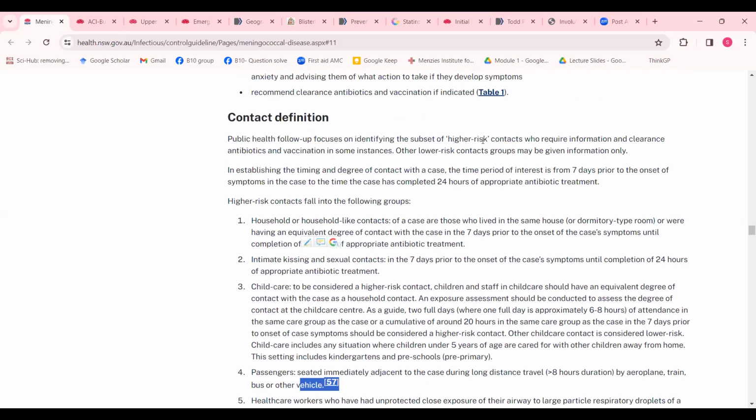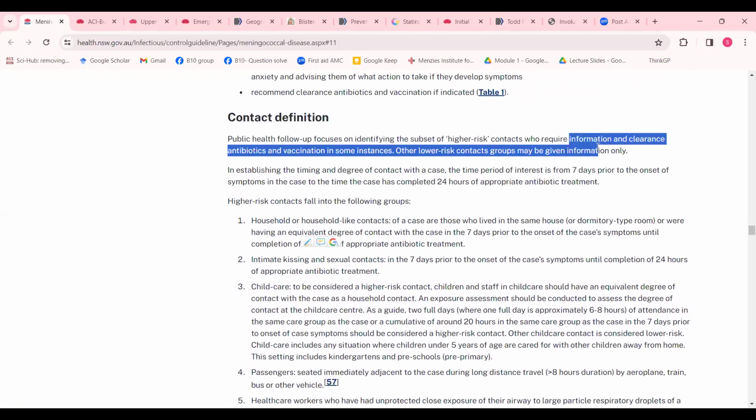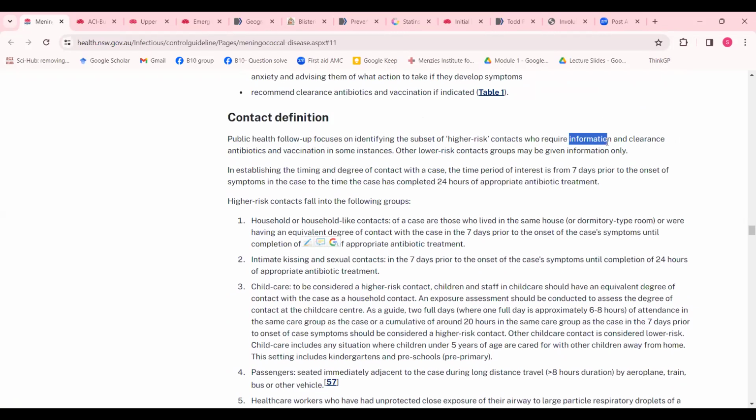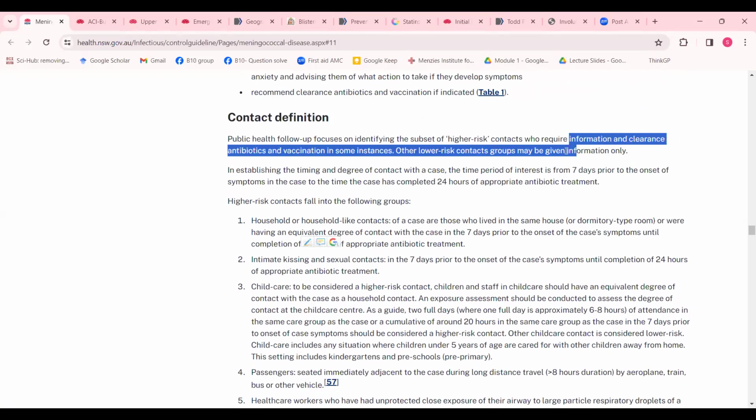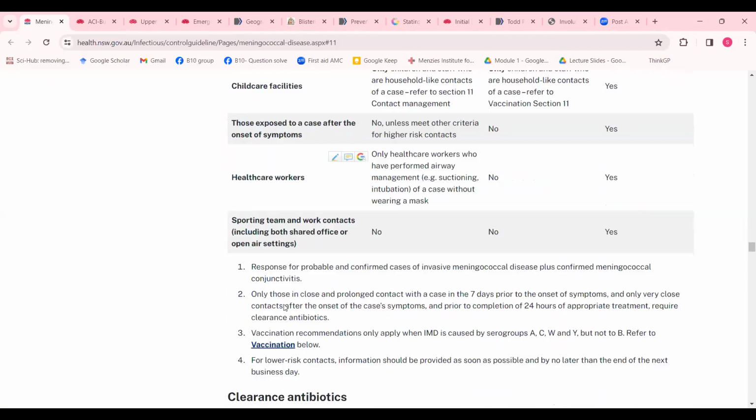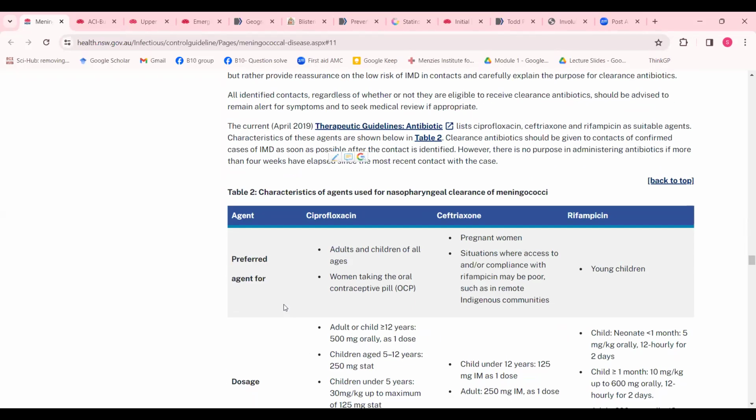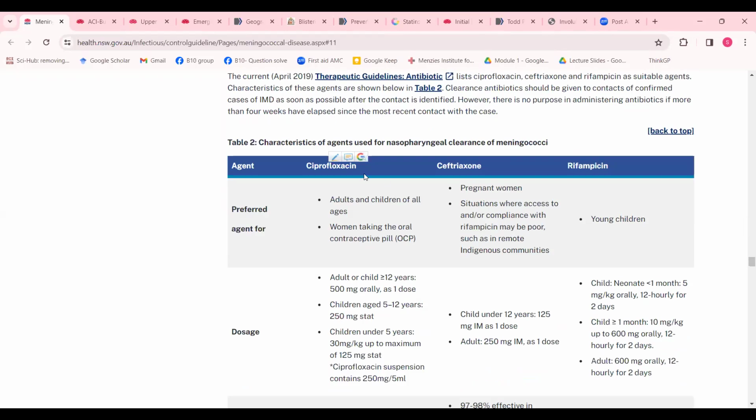For the high-risk contacts, you should give them information like how it is spread and what they have to do. And you have to give both the clearance antibiotic as well as vaccination if the patient belongs to these 5 categories. What is the antibiotic that you are going to give? There are 3 agents: ciprofloxacin, ceftriaxone, rifampicin, depending on the patient group. For example, you might prefer ceftriaxone for pregnant women.